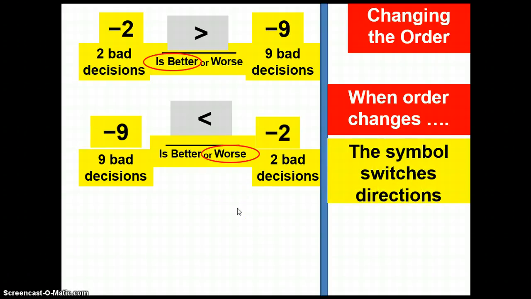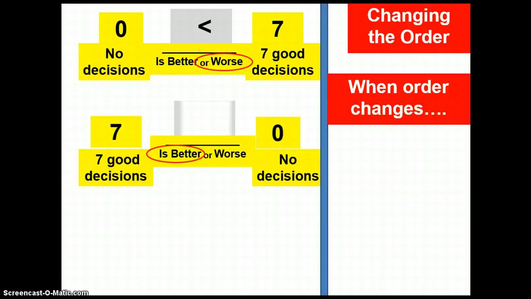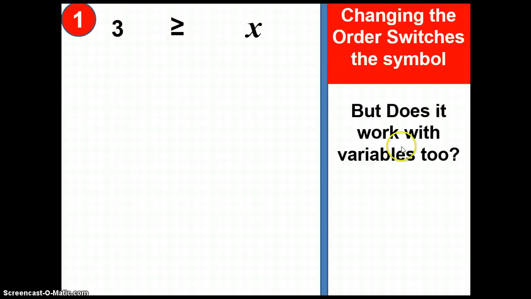I want you to know this so that when we start using variables, hint, hint, you know why we're switching the symbol. Okay, I'm not going to beat a dead horse, so I'm going to skip a couple of these. So let's go over number 1. Does it work with variables too? So let's say 3 is better than or the same as all numbers.